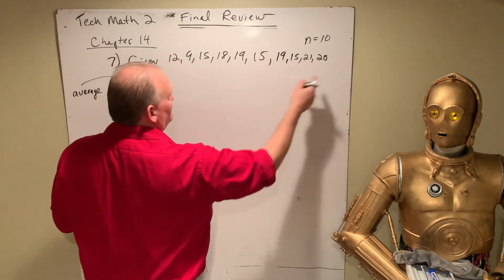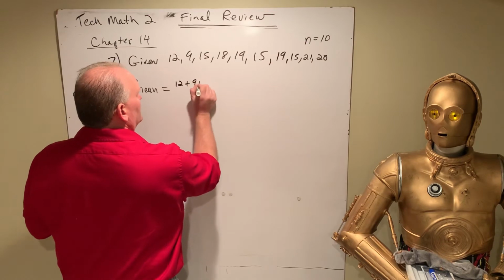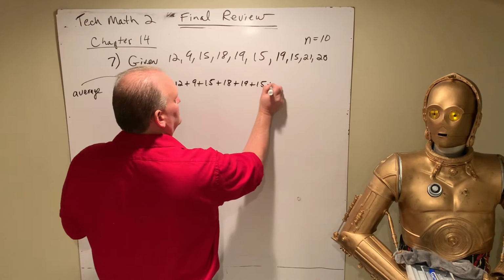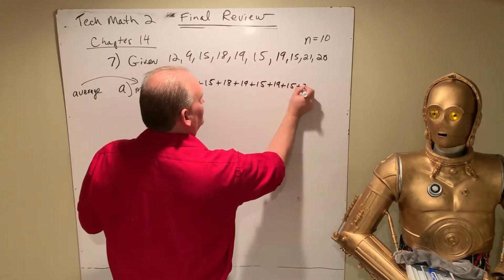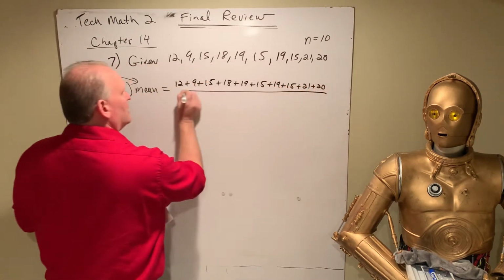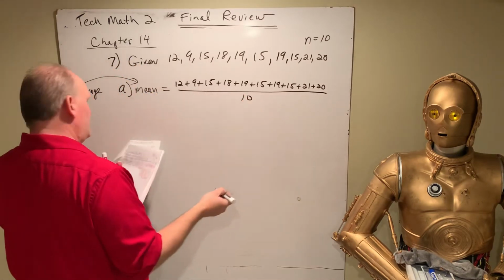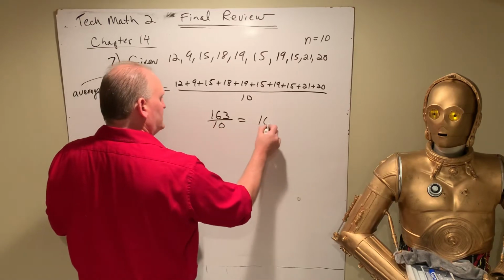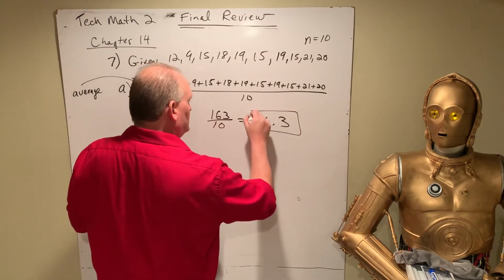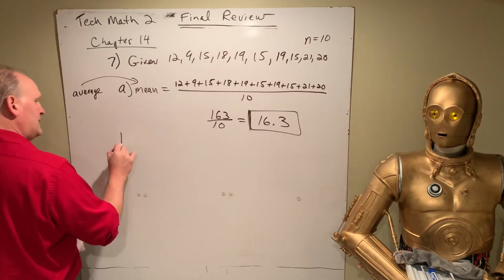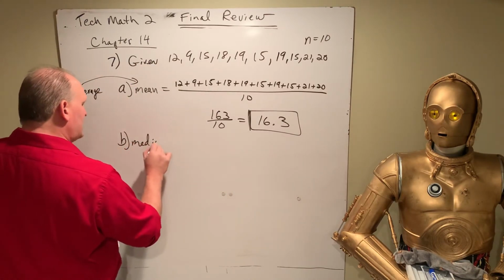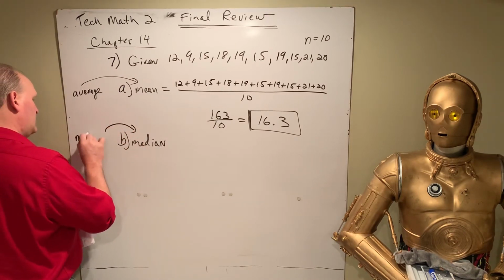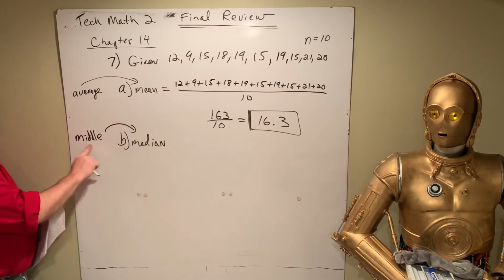So to find the mean, or average, we'll add up all of these numbers and then divide by how many there are. So that ends up being 163 over 10. That is 16.3. That is your mean. Median is the one exactly in the middle. You know, in the middle of the road, they call that the median strip. They call it the median because it's in the middle.